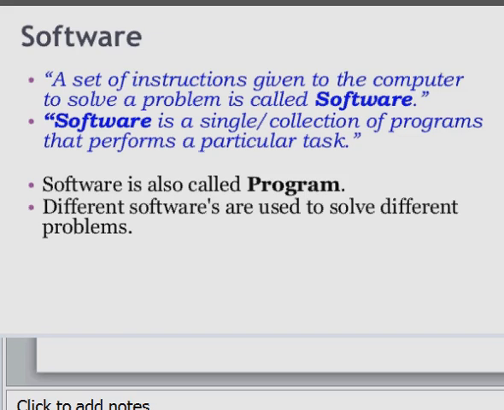If you see the definition, a set of instructions given to the computer to solve a problem is called a software. Software is a single collection of programs that performs a particular task, or software is also called a program. Different softwares are used to solve different problems. So this is the general definition of software: a set of instructions given to the computer to solve a problem is called software.